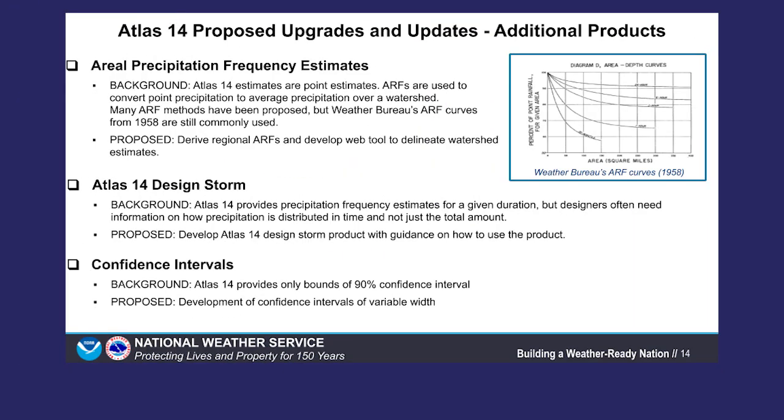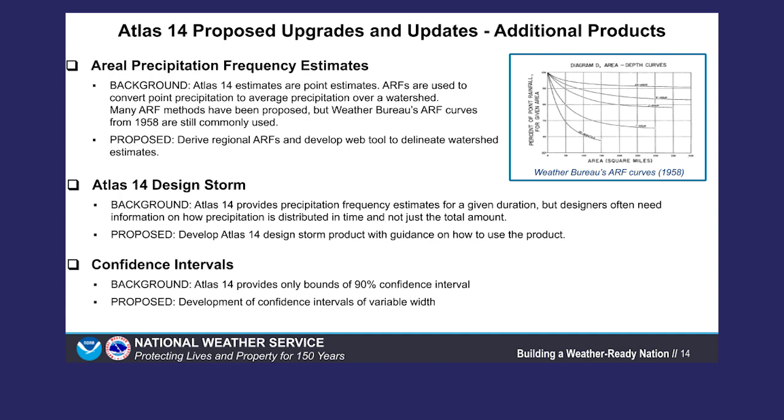We also proposed 3 major additions to the current suite of Atlas 14 products. First, the most significant one is the addition of areal reduction factors, or ARFs. Atlas 14 provides point estimates, which represent limited area around a given point. For applications requiring watershed estimates, point estimates must be converted by using ARFs. Despite many proposed methods for calculating ARFs, most engineers continue using curves produced by the Weather Bureau in 1958. These are assumed to be the same for any location and return period in the United States.